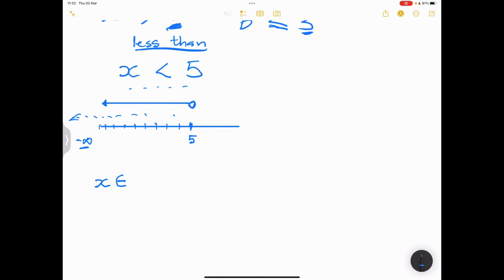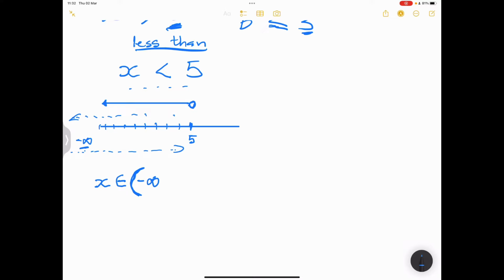Remember that negative infinity is the smallest value, and I ascend going that way. I'm increasing going that way. So from negative infinity. Now, when we use round brackets, we simply mean that that value is not included, right? So we never include negative infinity in this case.